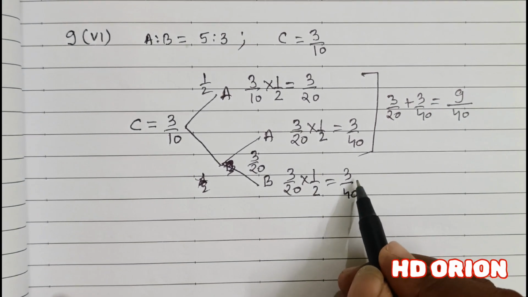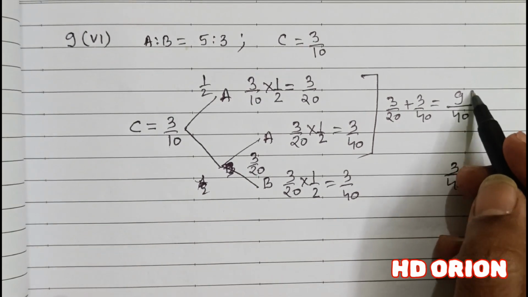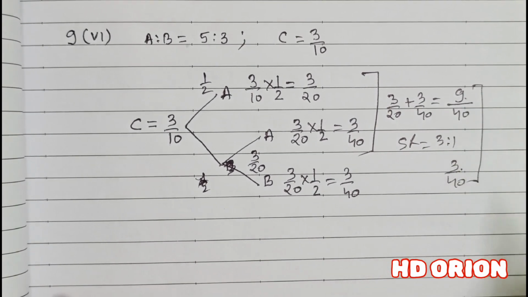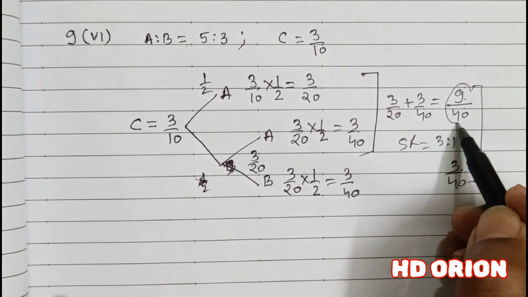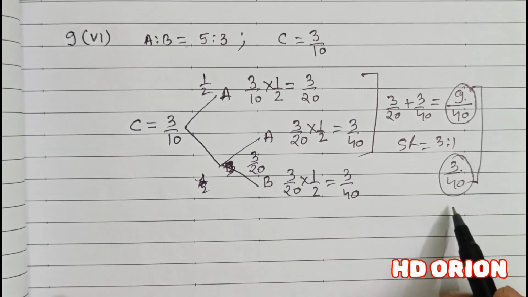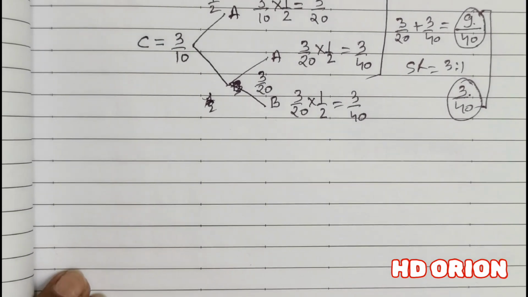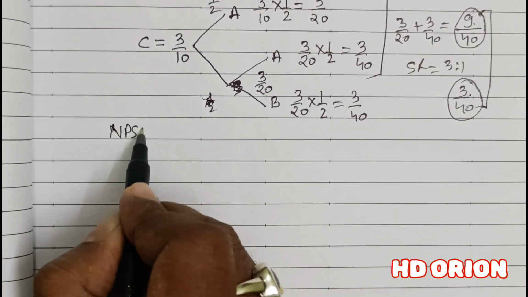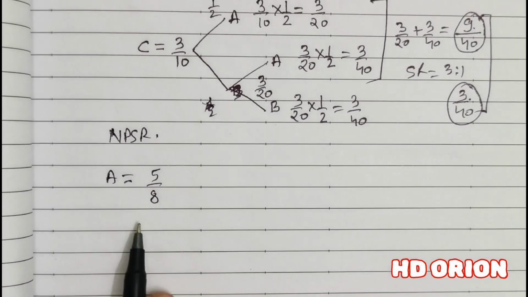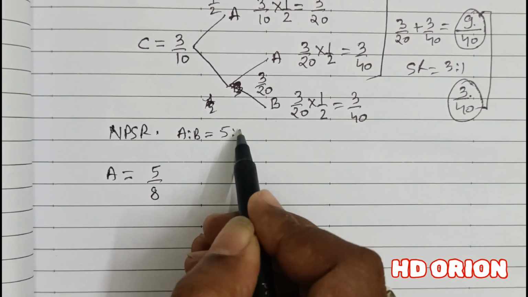A has given 9/40, and 3/40 B has sacrificed. So from here you can get the sacrificing ratio as 3:1. But this much is the contribution or sacrifice which is made by A for C, and this much is the sacrifice made by B for C. So let us calculate the new profit sharing ratio. A is getting how much? Old ratio of A and B was 5:3.